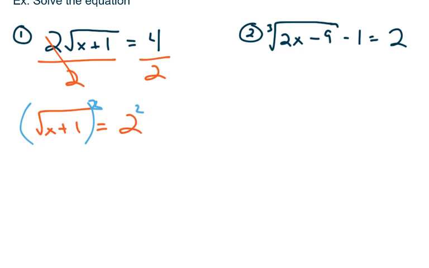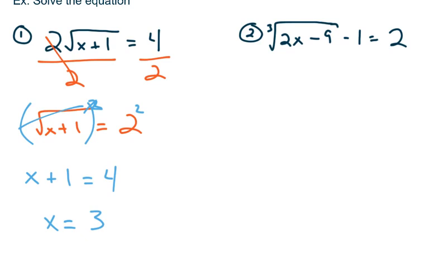On the left-hand side, the square and the square root cancel each other out. You're just left with what's underneath, x plus 1. On the right-hand side, 2 squared is 4. So we got x plus 1 is equal to 4. And then this is just a one-step equation. We're going to find out that x is equal to 3. And that would be your answer.